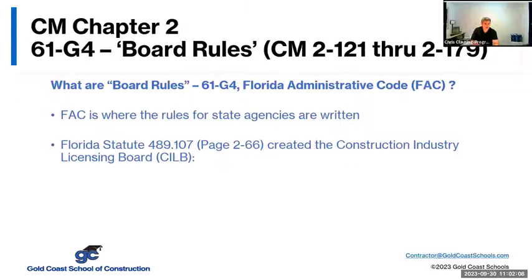All right, so if you go in the table of contents to 489.107, you'll see that that one is Construction Industry Licensing Board. That's the name of that section. And then you can go to the page. The page happens to be 266, but the table of contents within the statute does not give you page numbers. So you gotta learn to navigate through section numbers. All right, and you can see right there, 2-66 on the bottom right-hand column.